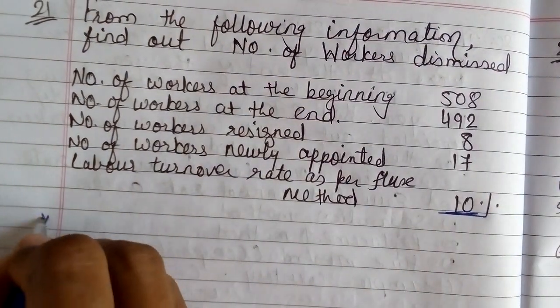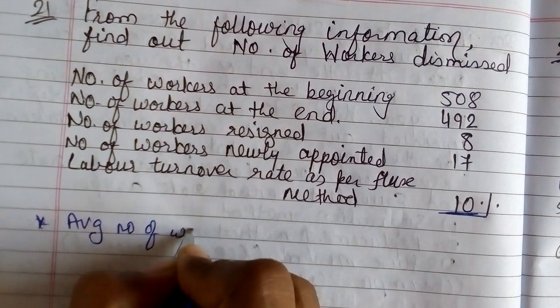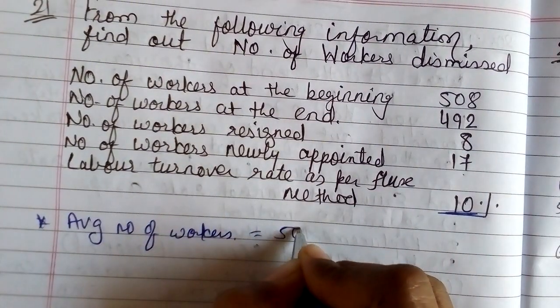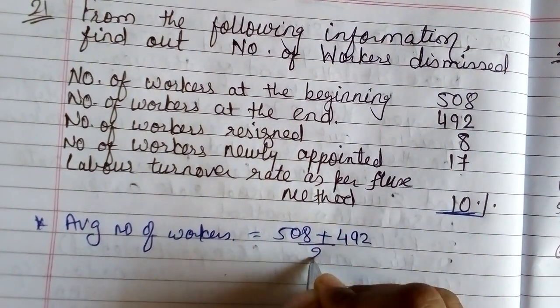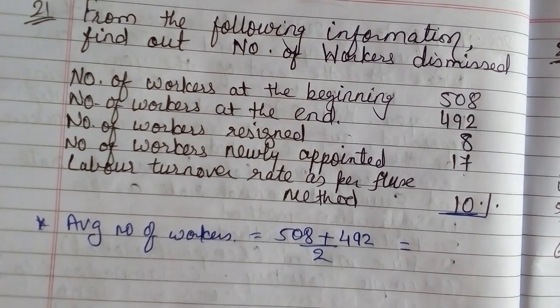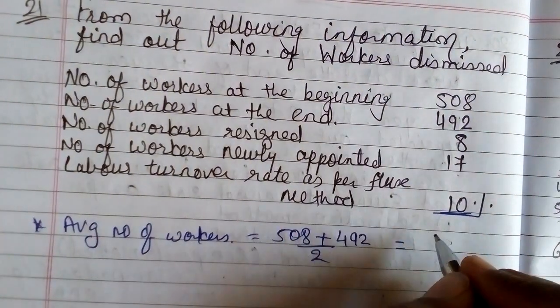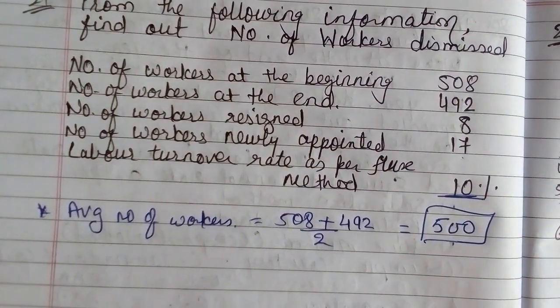So first, we get the average number of workers. I am not writing down the formula, you are supposed to. 508 plus 492 divided by 2. So average number of workers are 500. Okay.